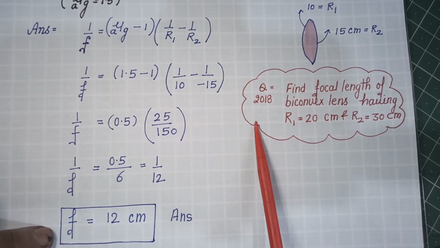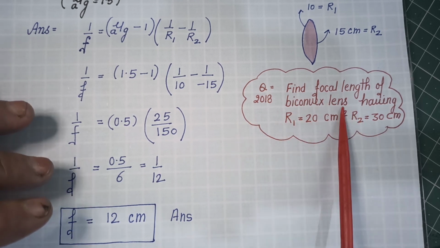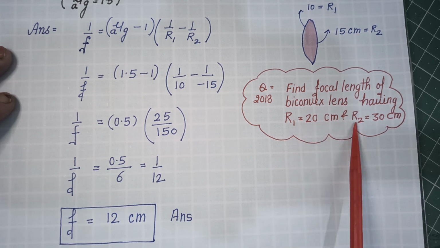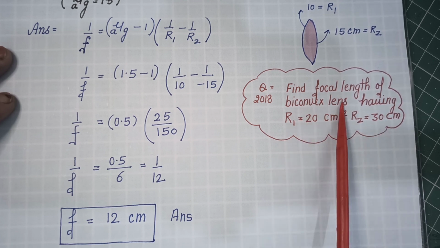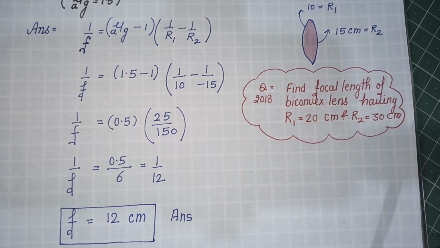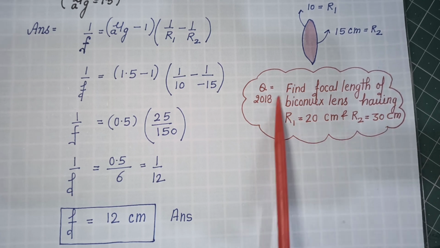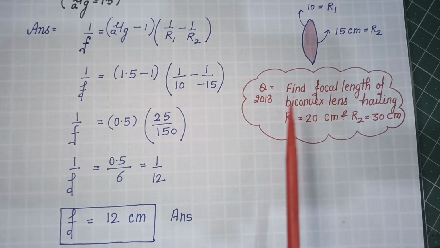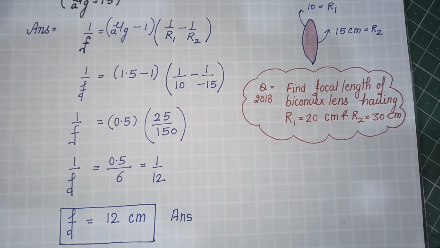Interestingly, in 2018, the same question with different values was asked. Here, you need to find the focal length; R1 is 20 and R2 is 30 for a convex lens, and the refractive index of glass is the same, 1.5. So you can easily solve and practice this type of question, and I hope that you get such a simple question in your semester 2 exam also.